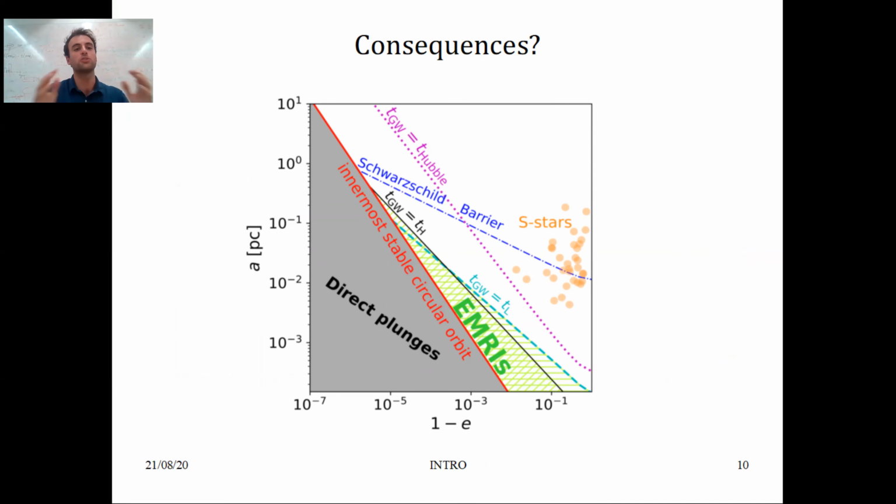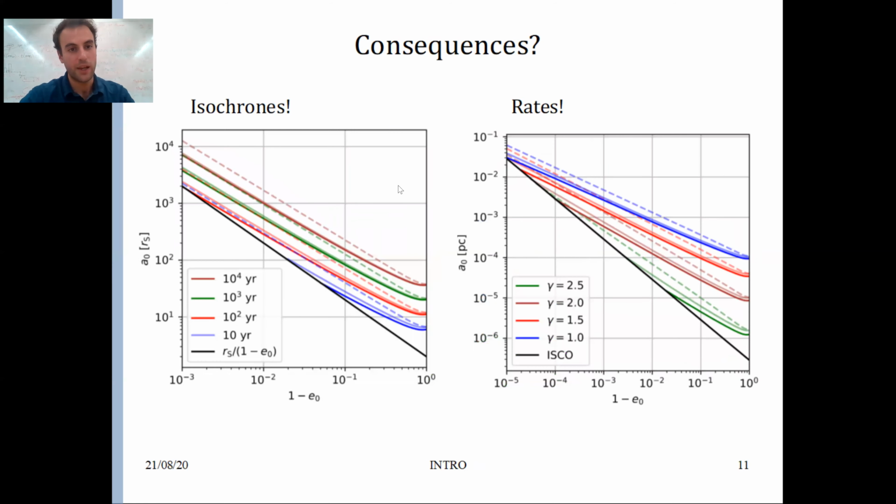Okay, so what are the consequences of an updated Peters formula? For a moment, let's remind ourselves of this type of plot where we equate Peters timescale with different other important timescales and separate phase space into different regions. As a first example, let's equate Peters timescale and our corrected version with a fixed time.